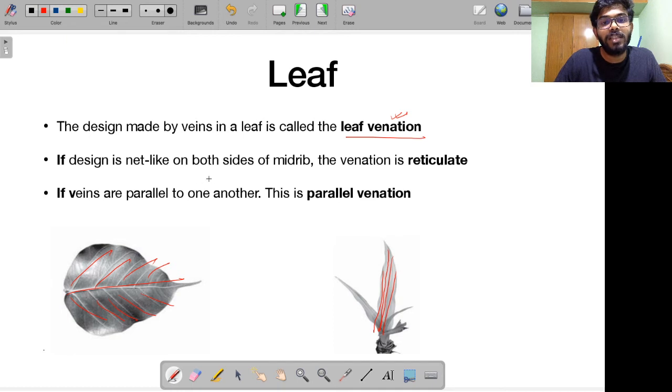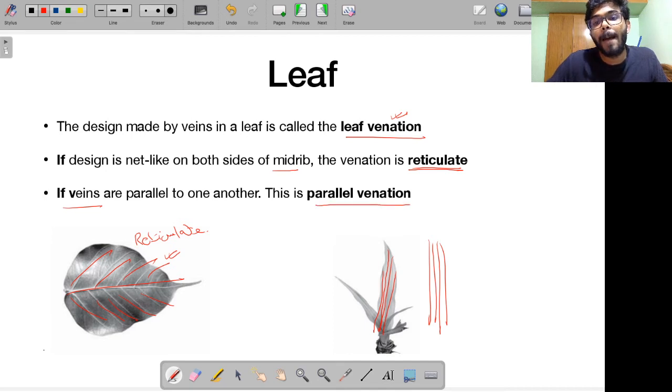If the design is net-like on both sides of the midrib, this is called reticulate. For example, this is called reticulate. If the veins are parallel to one another, see in this case, the veins are running like this. They are parallel to one another. This is called parallel venation. Just try to remember, venation means the design made by veins in the leaf.